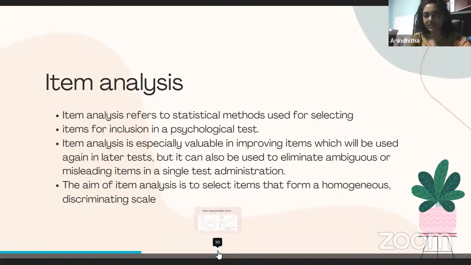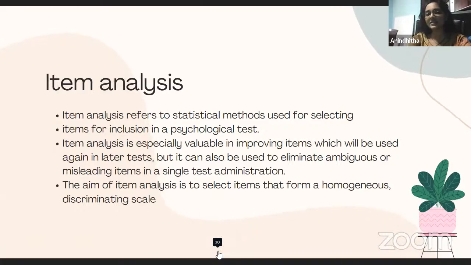So the two indices that we typically talked about in item analysis are item difficulty and item discrimination. For our test to be even used in the right way, for our test to be valuable in any way, we need to have a tool that is discriminating in nature. What we mean by discriminating is that it should differentiate between those who are scoring high and those who are scoring low.